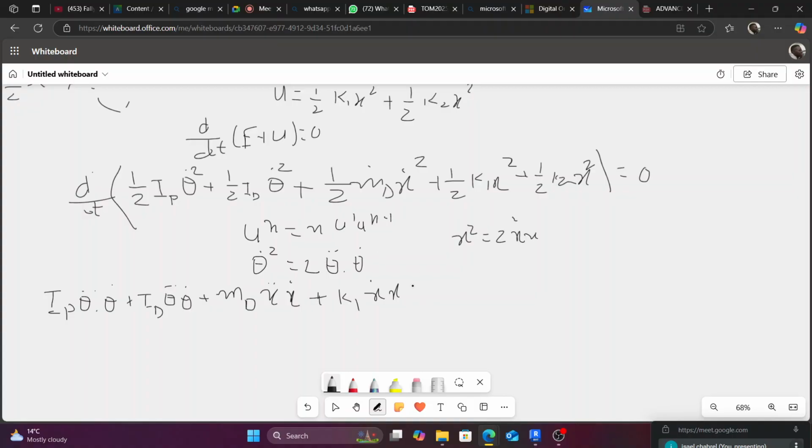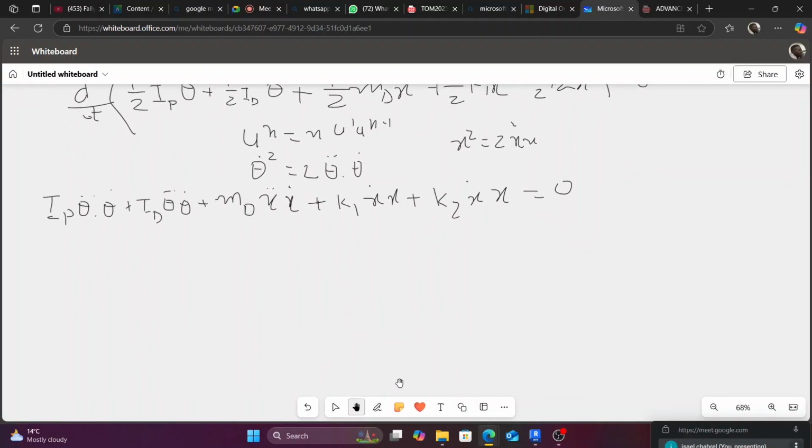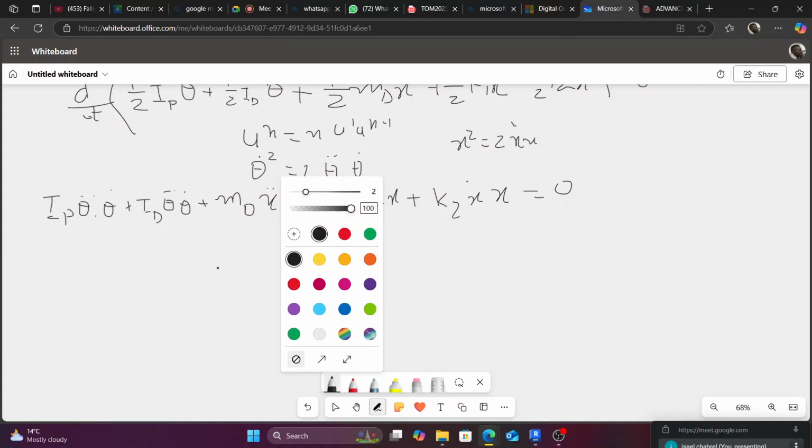Yes, I still see it. Same rule. K2 is what? Same thing. K2, x dot, x, equal to what? 0. Now, what can we do? Let's move quick. Remember the relation that we do have.